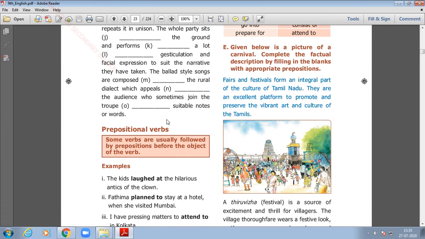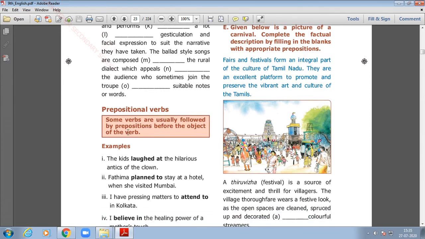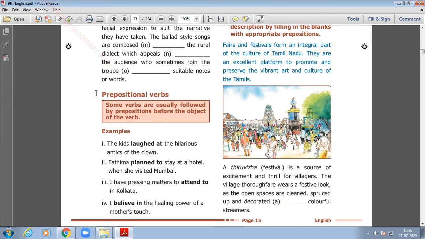Preposition is a part of speech. So we have 8 parts of speech, and this is one of them, and we have learned the usage of a preposition. Sometimes some verbs are usually followed by prepositions before the object of the verb. Okay, see, laughed at. At is a preposition and laughed is a verb there. Some verbs are usually followed by prepositions. These words are called prepositional phrases. Laughed at. The kids laughed at the hilarious antics of the clown.